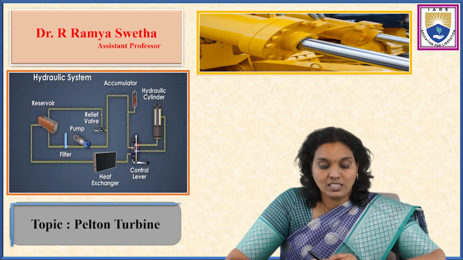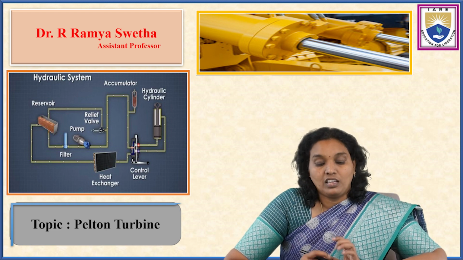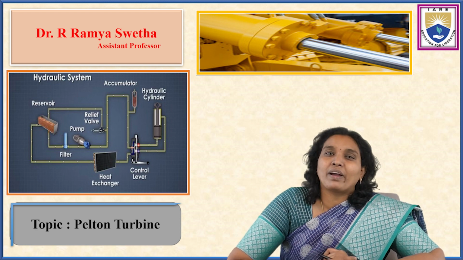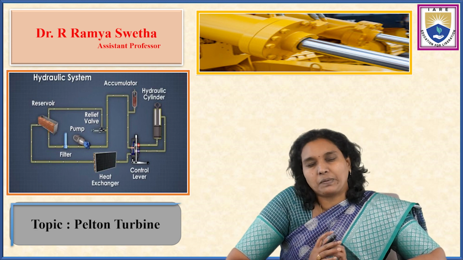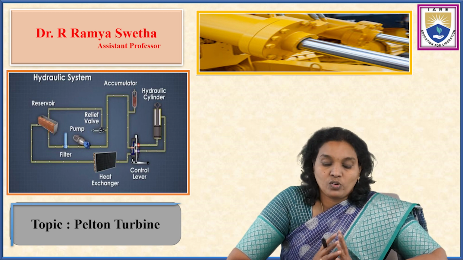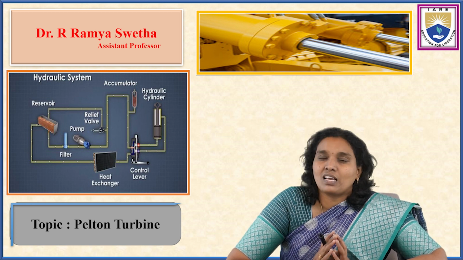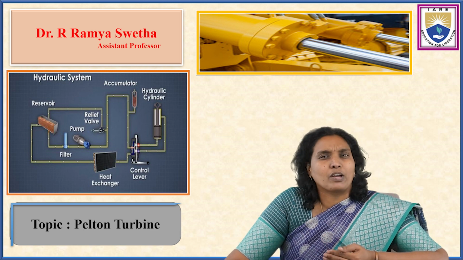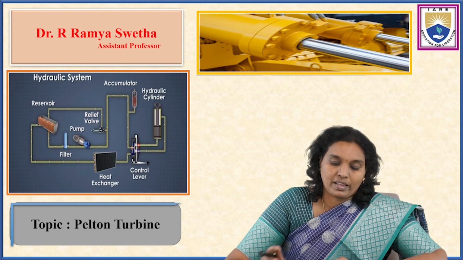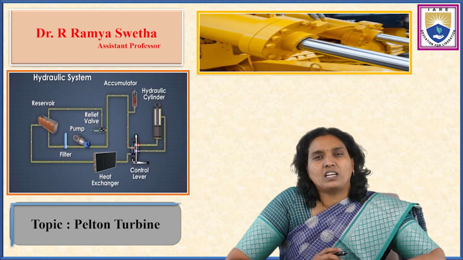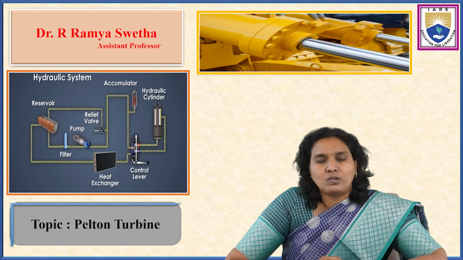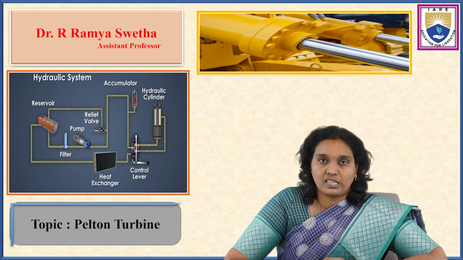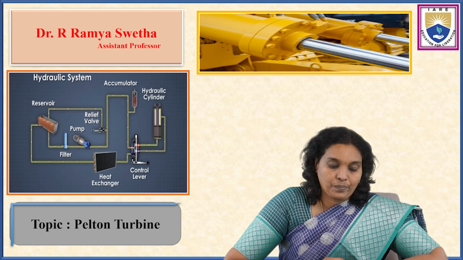Today our topic is the Pelton turbine. In turbines, one of the important types, based on the working principle, is the impulse turbine. In the impulse turbine, there is only one example, that is the Pelton wheel or Pelton turbine. We may call it Pelton wheel or Pelton turbine. It is one of the machines helpful in the generation of electrical power. So today we are going to understand this topic.